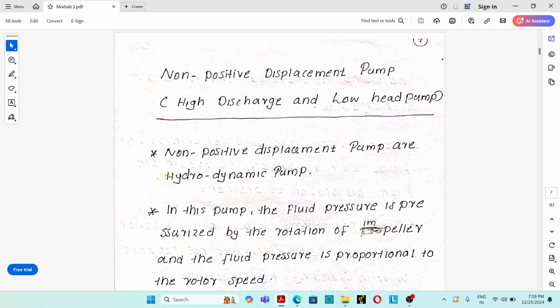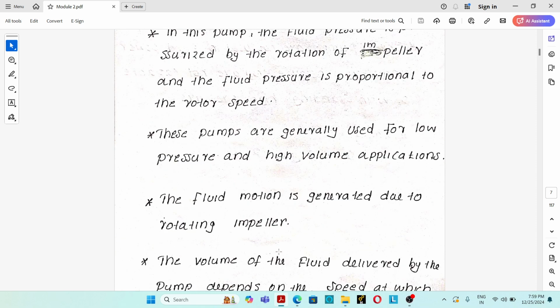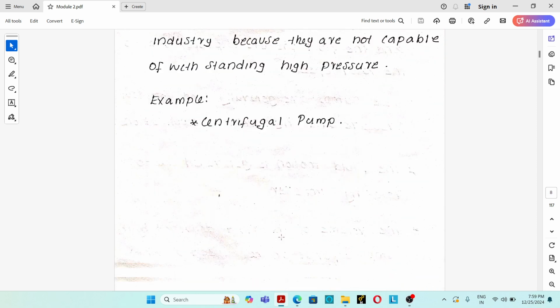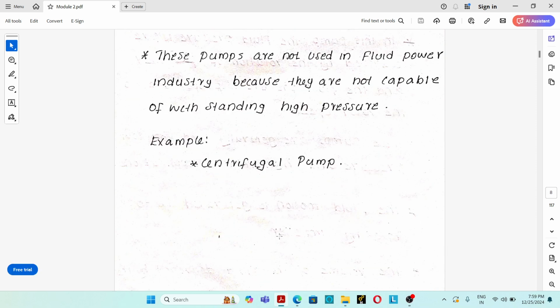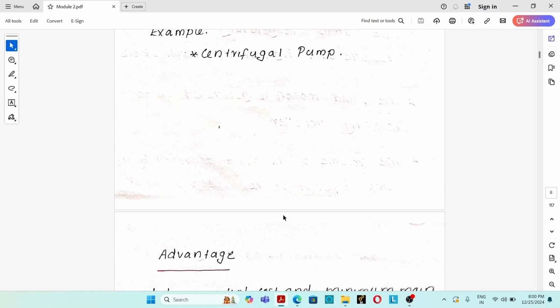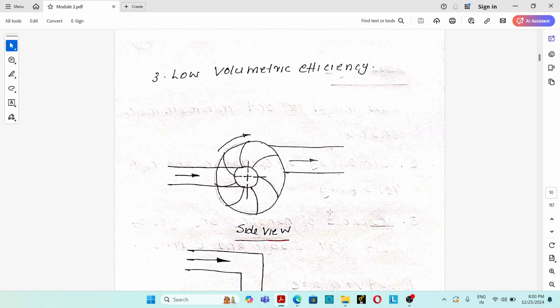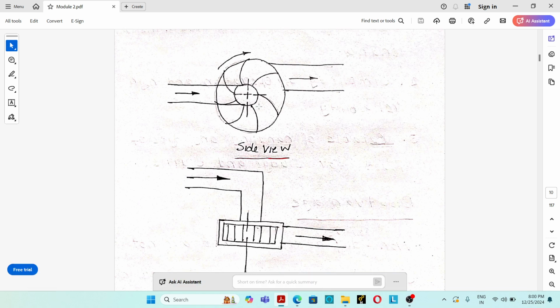So what is the importance of non-positive displacement pump or hydrodynamic pump? Centrifugal pump is an example for a non-positive displacement pump, one of the biggest examples. In the case of centrifugal pump, how will the discharge take place? See, this is the figure of a centrifugal pump. Here the impeller will be rotating. This portion is known as the eye.